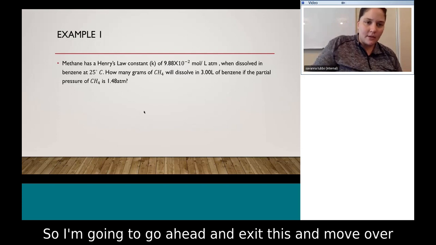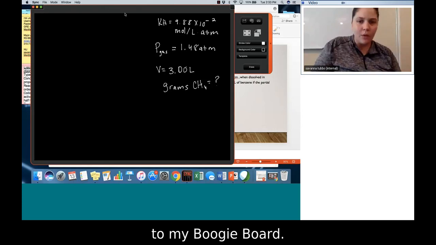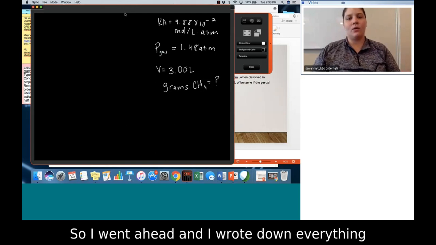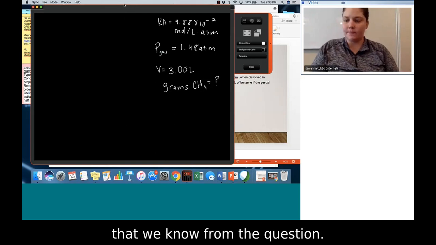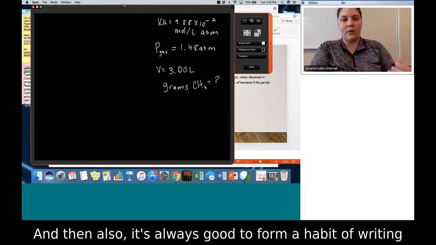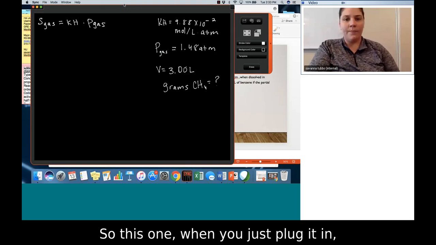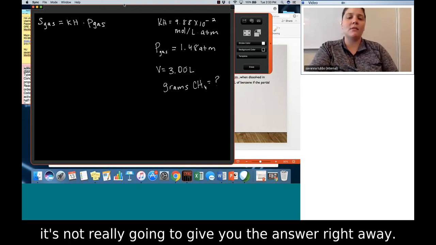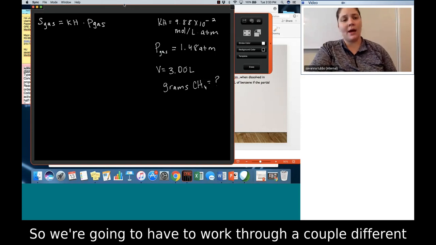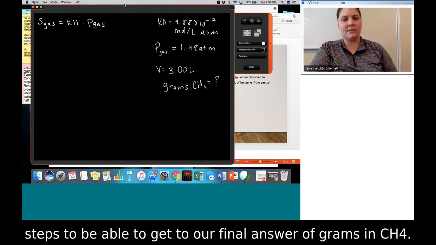So I'm going to go ahead and exit this and move over to my boogie board. So I went ahead and I wrote down everything that we know from the question. And then it's always good to form a habit of writing what the equation itself is. All right. So this one, when you just plug it in, it's not really going to give you the answer right away. So we're going to have to work through a couple different steps to be able to get to our final answer of grams of CH4.